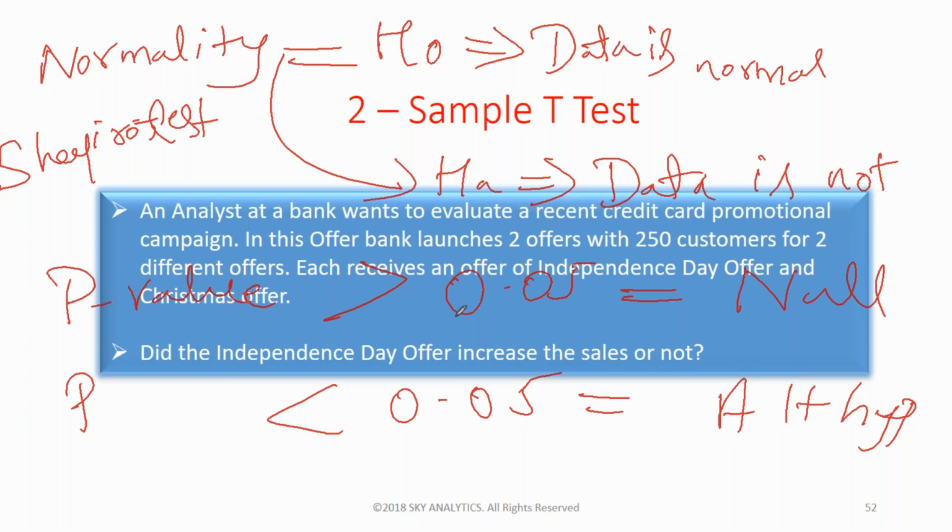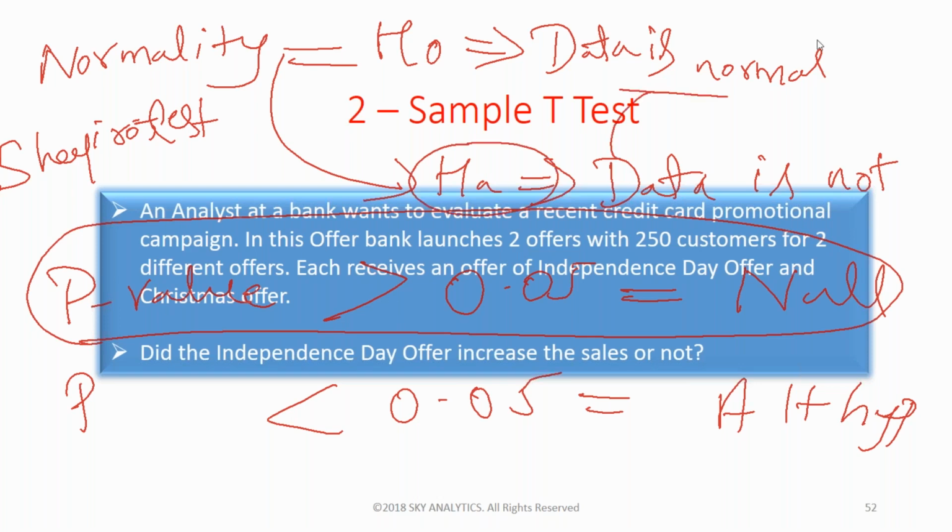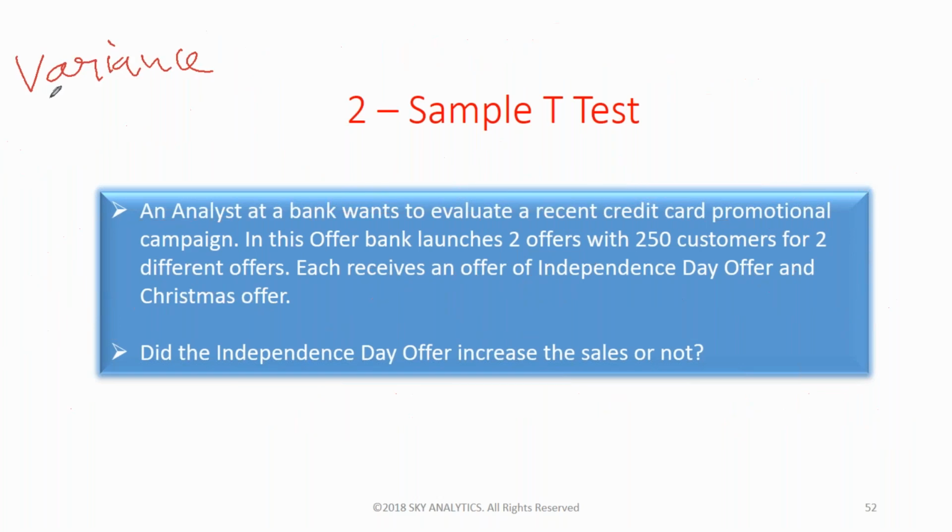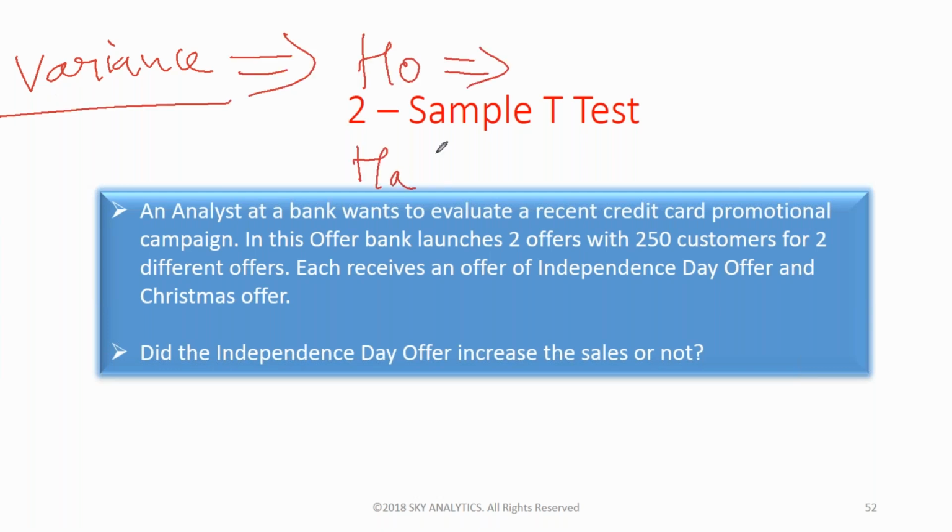So you came to know that your data was following normal distribution. So you did not do any action because your data is normally distributed. So you went for the next step. The next step was variance test. In variance test, you wrote two steps: one is null hypothesis, another one is alternate hypothesis. Null hypothesis says that both the variances are equal. Independence Day and Christmas variances are equal.